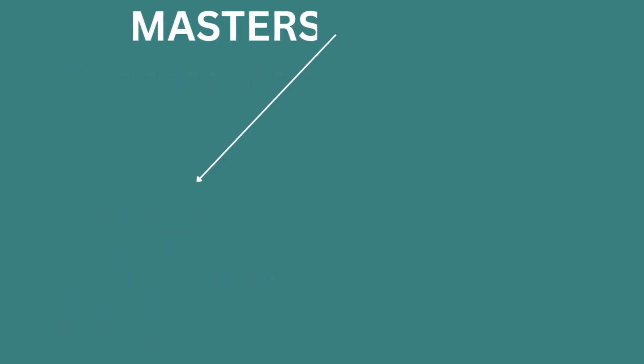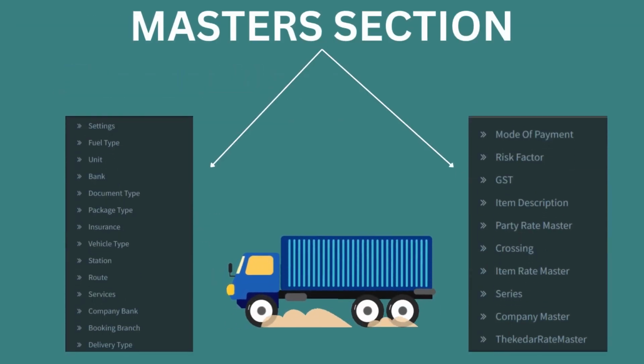The Masters section, to put it simply, is the section where the user can run all the basic operations of the company. It consists of basic sections such as settings, unit, banks, documents, package type, etc. More options may be requested as per the requirements of the company.